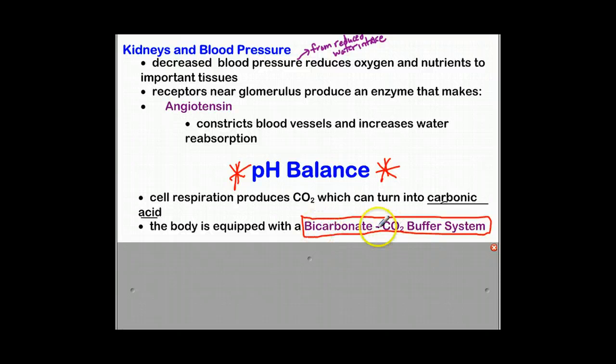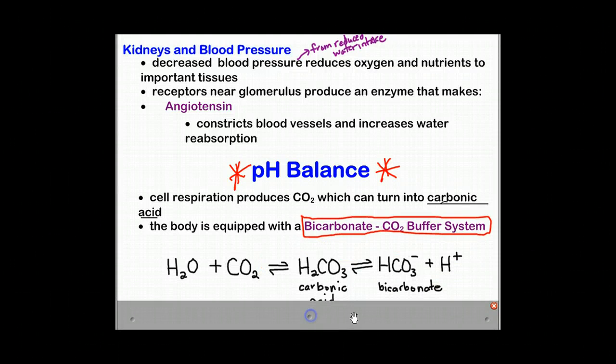So what this is showing us here, this buffer, a buffer basically tries to keep things in range. As soon as it senses something going either higher pH or lower pH, a buffer will try and keep it within the range that it needs to. And our body has this system. And here's what reactions are happening. So we have carbon dioxide being produced in our body, and when we have a lot of it, we end up moving the reaction in this direction.